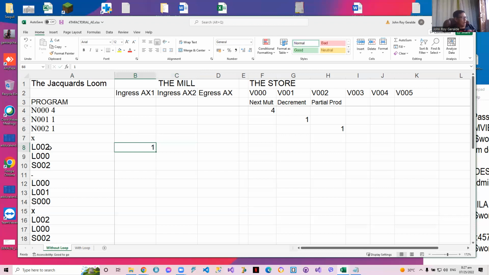Because when we say L001, we load ingress with the value from variable 2. This is variable 2. Do you follow? And when we say L000, we load ingress with the value of variable 0, which is 4. Remember that the first L after the operation card will go into ingress axis 1. The second L will go into ingress axis 2, and upon loading of the second parameter, it will compute the result.